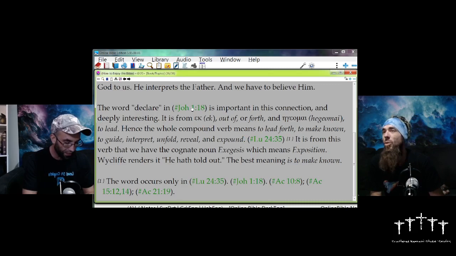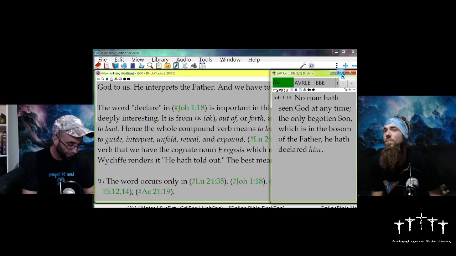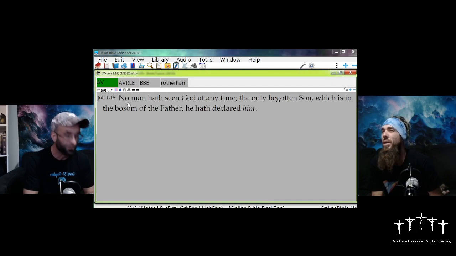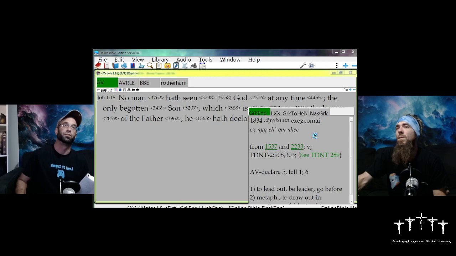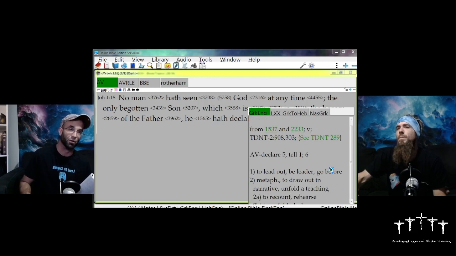It is from ek, which means out of or forth, and I don't read Greek. What are we looking at here? We are looking at declared. Hit the S. There you go. Declared 1834 right there. Hover. Yeah, because it's a compound word. See the 1537 and 2233? Yeah. So, let's go. Just leave your box floating right there. So, where were we right here?